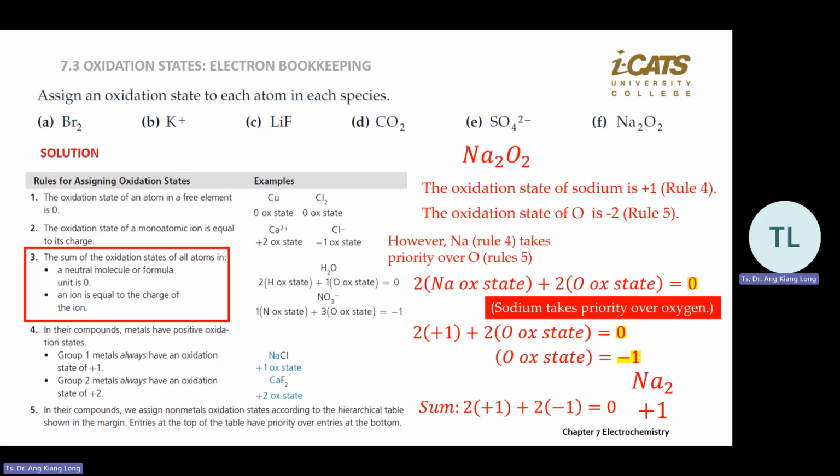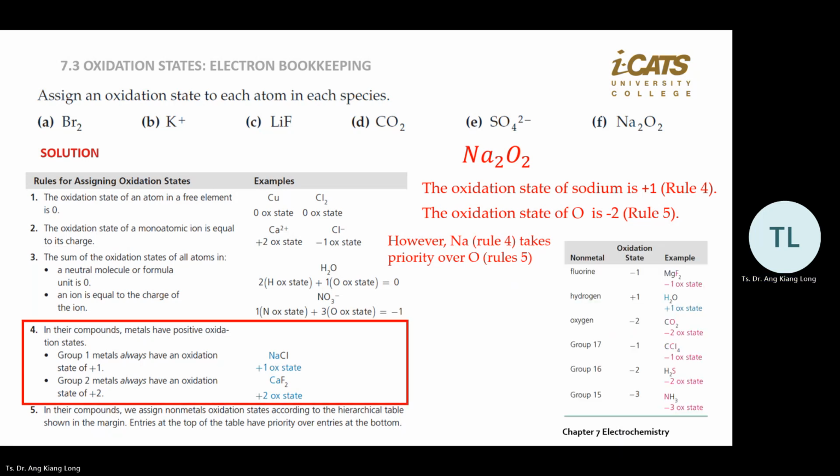Means you break the molecule. Na2 below there plus 1. Then you break O2 below there minus 1. So this one tells you the difference from example A until F. This is how we apply the big table with its rule 1 to 5 and the small table in the margin.